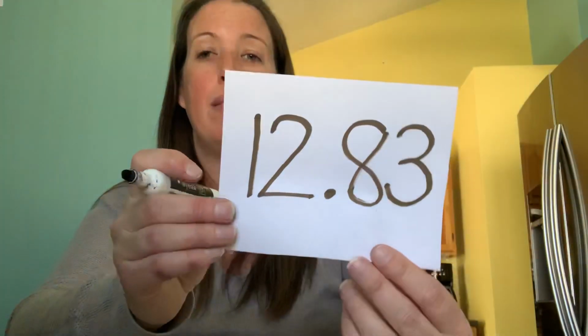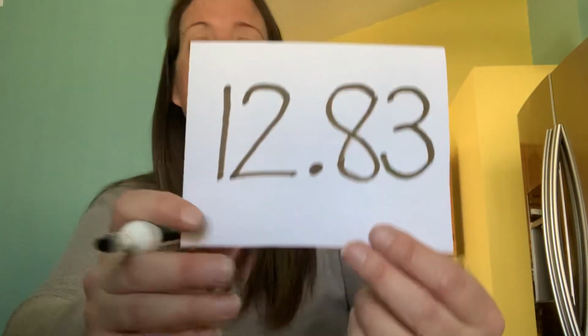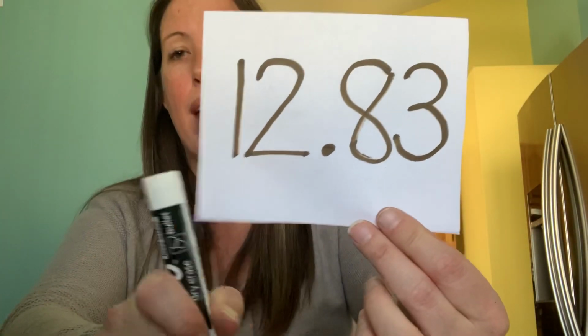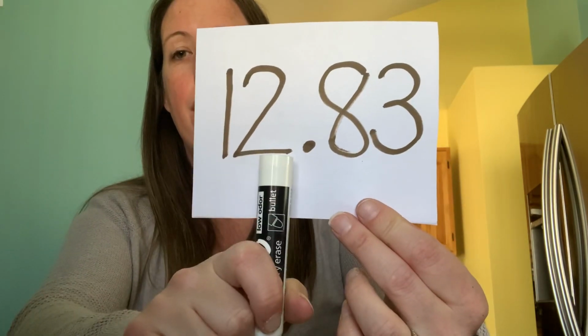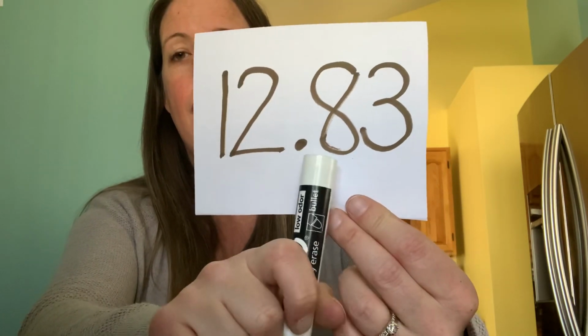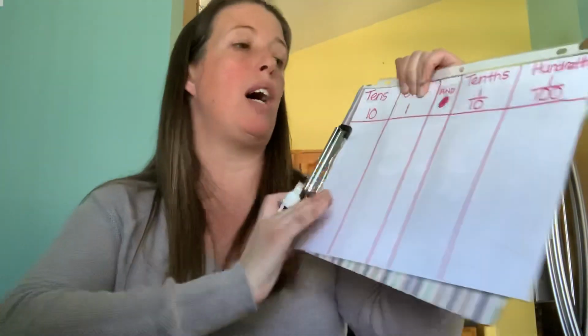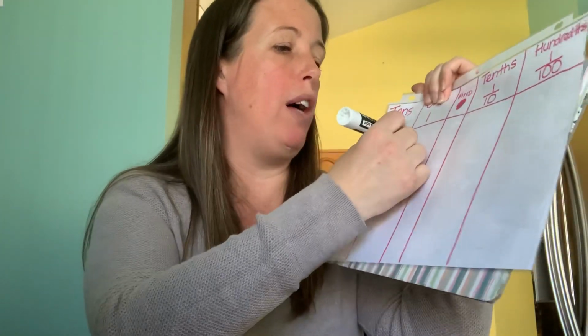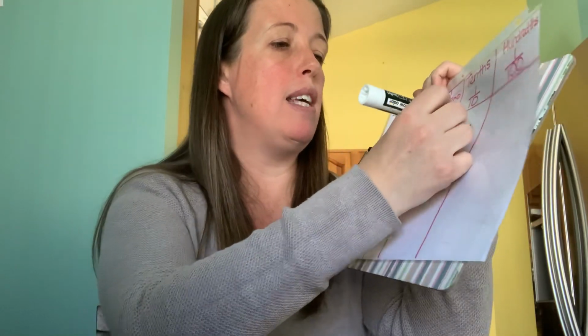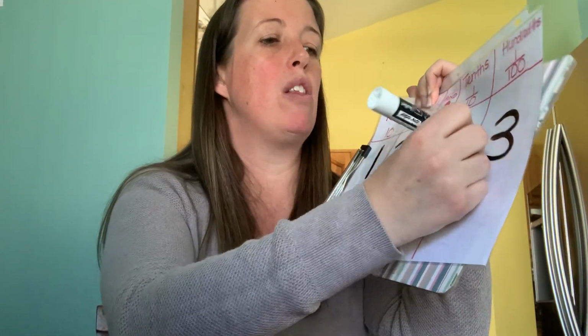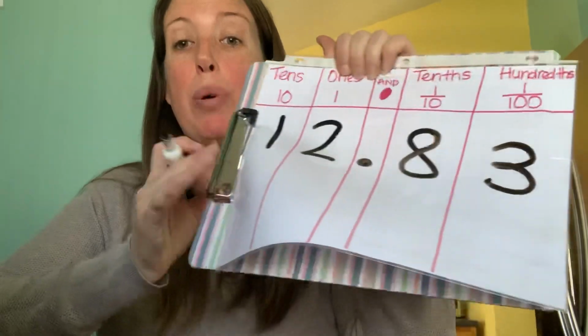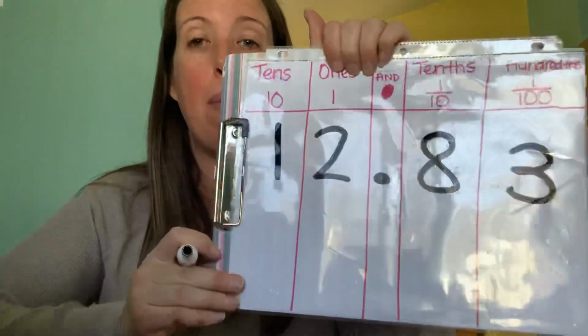Okay, and now let's take some decimals and turn them into mixed numbers. How about this one? How would I read this? This is read 12 and 83 hundredths. I'm just going to copy it onto my mat. 12 and 83 hundredths. So how would I write that as a mixed number?